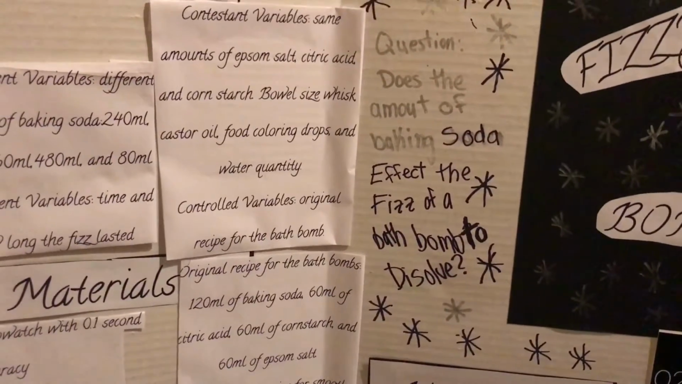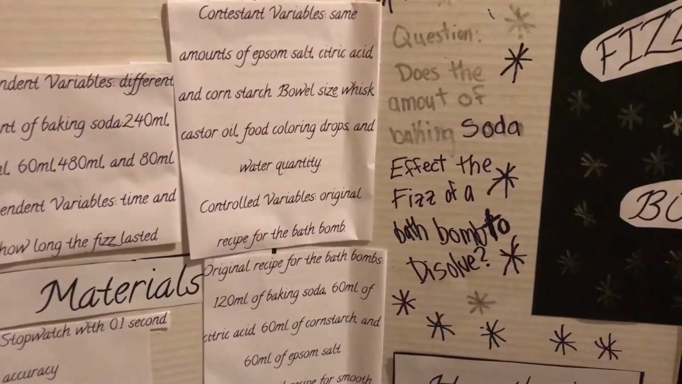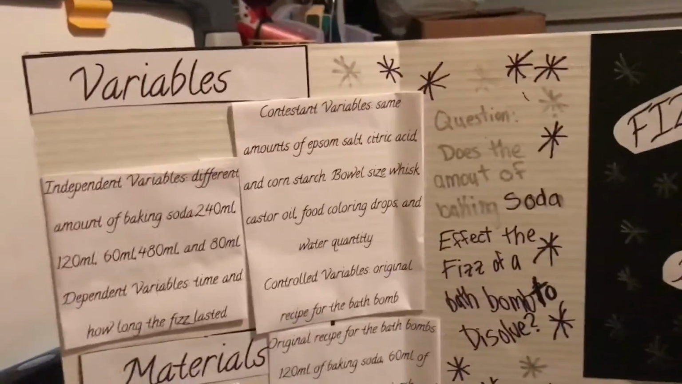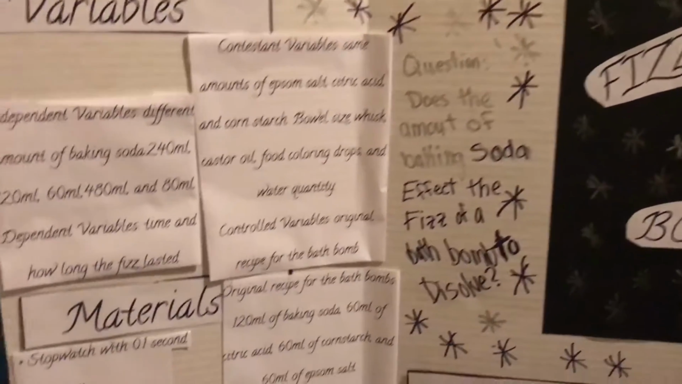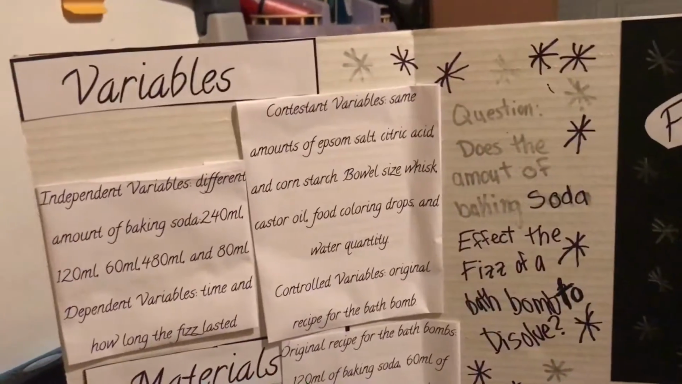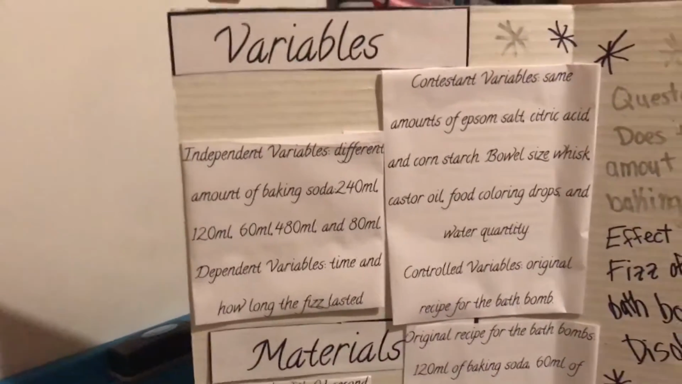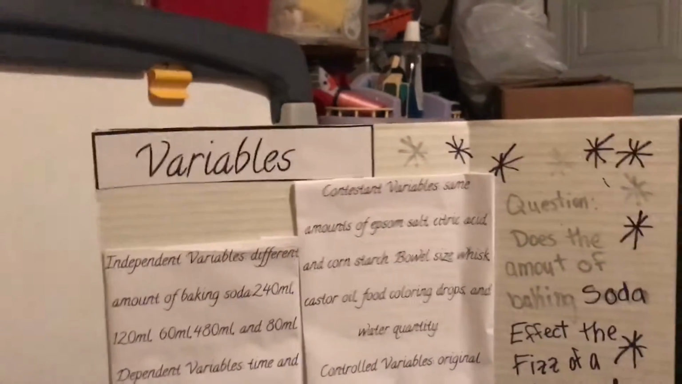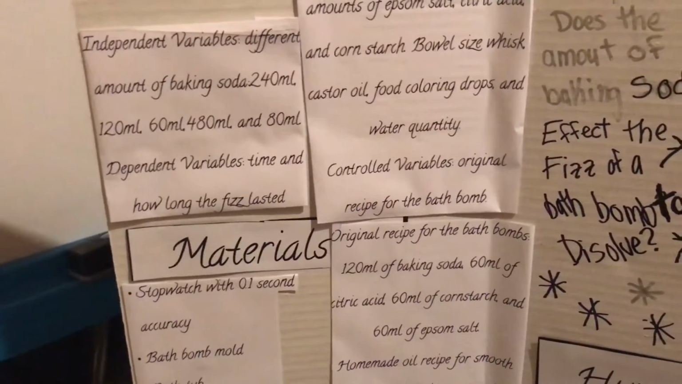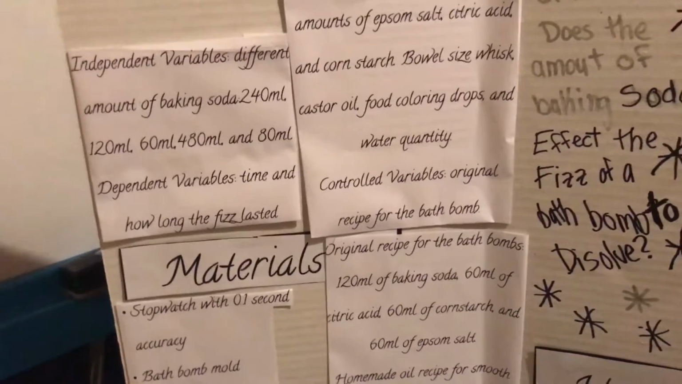My independent variable is the different amounts of baking soda. The citric acid, cornstarch, and Epsom salt stay the same. And the dependent variables are the time and how long the fizz lasted. So I timed how long the fizz of a bath bomb lasted in the water.